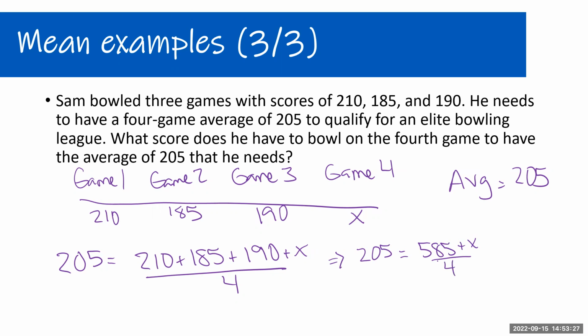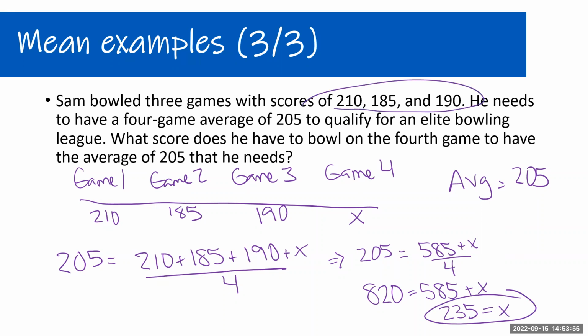So multiply both sides. When we multiply 205 by 4, we're going to get 820. So we'll have 820 equals 585 plus x. And if we subtract 585 from each side, we're going to get that 235 equals x. So he needs to bowl a 235 to make his overall average 205. Now looking at his scores already up here, not looking good for him, but it's totally doable, right? He could bowl a 235 really easily.